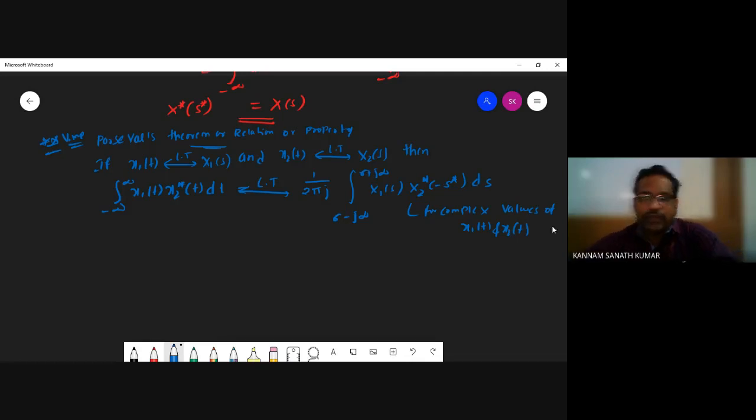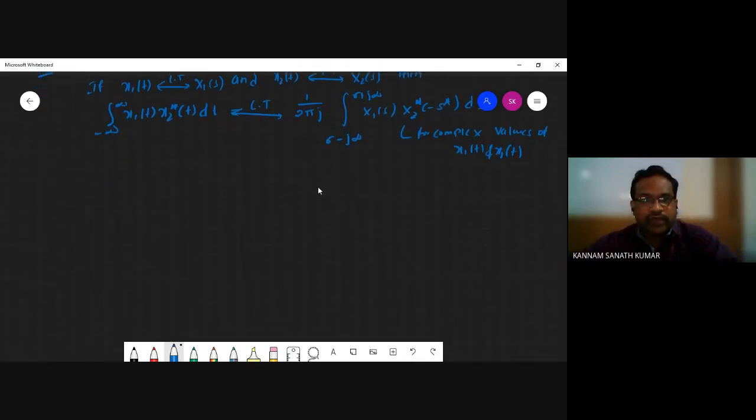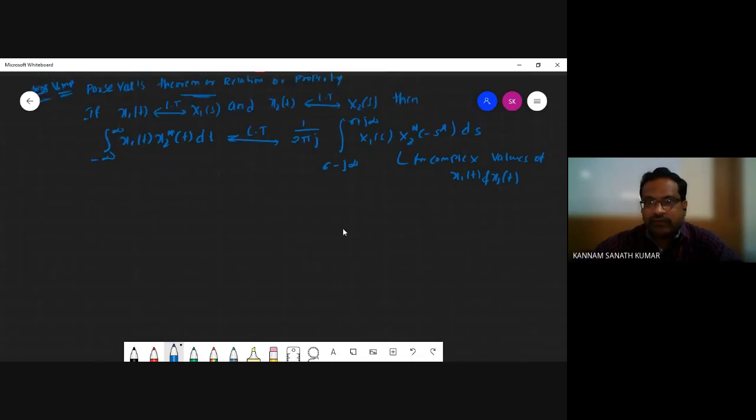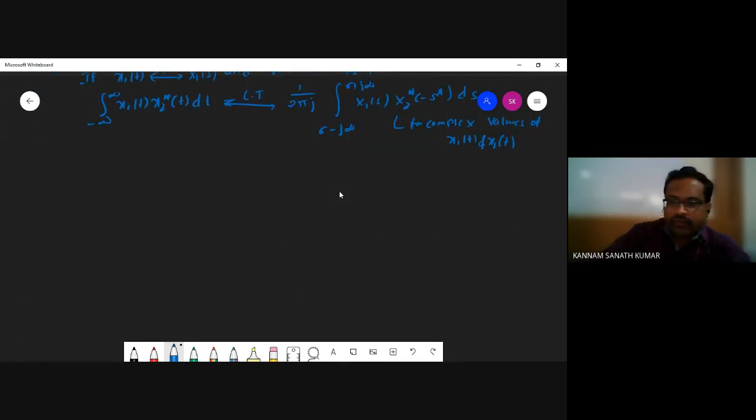So for complex values of x1 of t and x2 of t, you need to prove this one: integration minus infinity to infinity x1 of t x2 conjugate of t dt equals 1 by 2 pi j integration sigma minus j infinity to sigma plus j infinity x1 of s into x2 conjugate of minus s conjugate into ds. This you have to prove. So we'll see the proof.